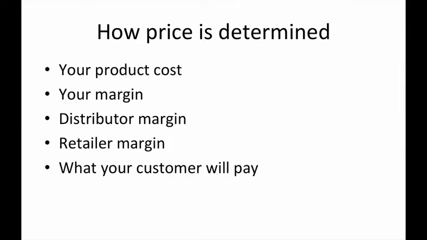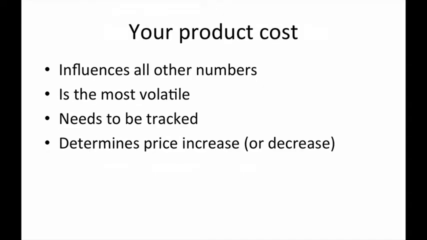So your shelf price is determined with your product costs, then you take a margin, your distributor then takes a margin, and then your retailer takes a margin, and then you ultimately are determining what your customer is going to pay on the shelf. So we're going to walk through that whole example in the next couple slides. Your product cost influences a lot of other numbers. It influences what you sell your product for, what your customer is ultimately going to pay for your product.